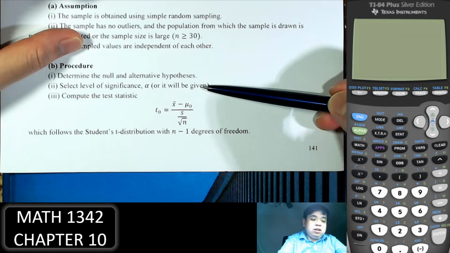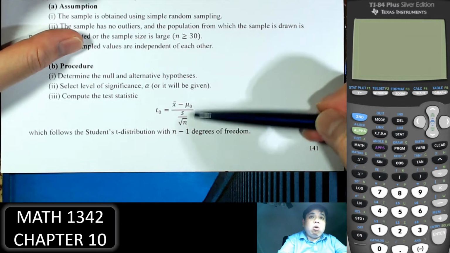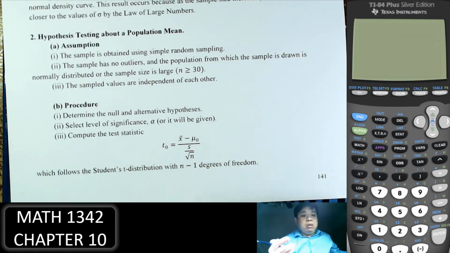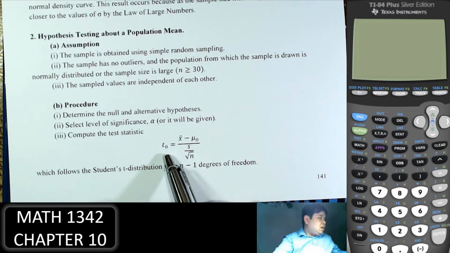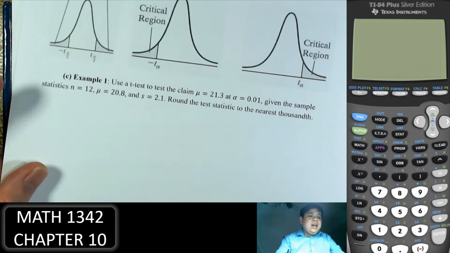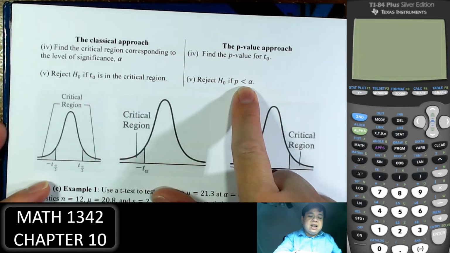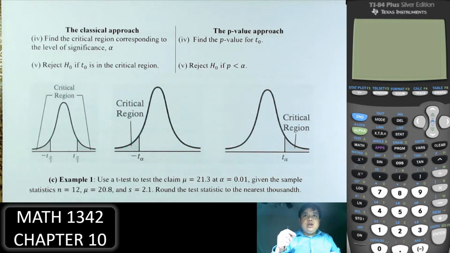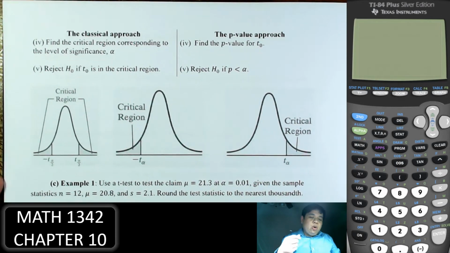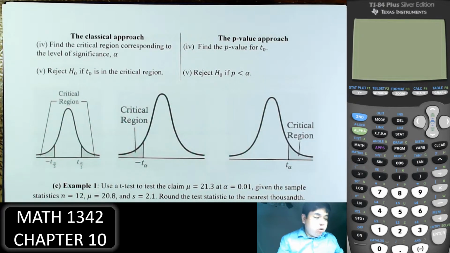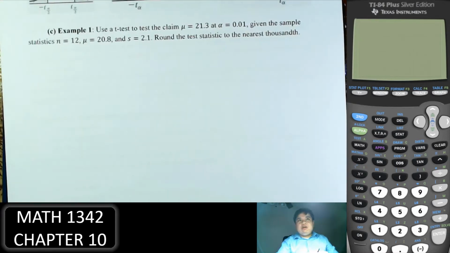Alpha is given, and compute the test statistic. We won't do the classical approach. We just find the p-value corresponding to that statistic, and after that we reject or do not reject if p is less than alpha. So once again, H0 is for the status quo. When p is low, then it must go. Let's jump right into the first example here.